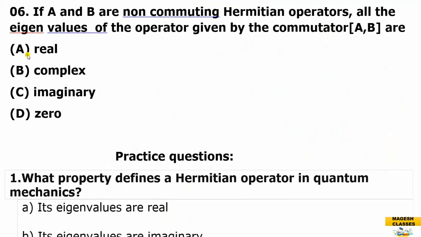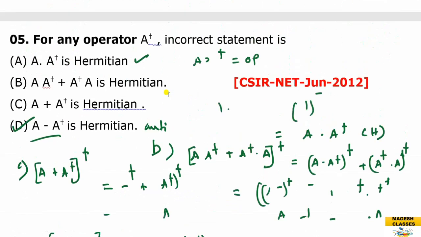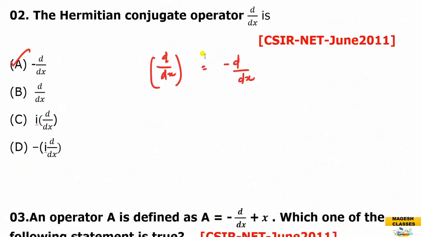Next one: if A and B are non-commuting Hermitian operators, what are the eigenvalues of the operator given by the commutator of A and B? If the operators are commuting Hermitian operators, the eigenvalues are real. The operators given are non-commuting, so it is imaginary. Your answer is C. It is given in the properties of Hermitian operators, which we discussed earlier.